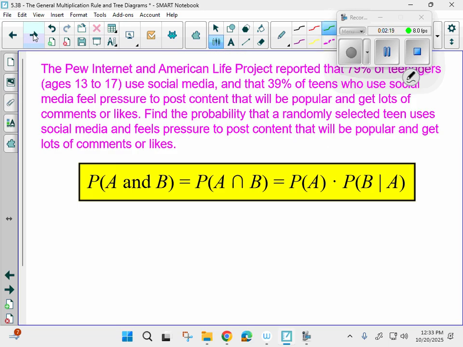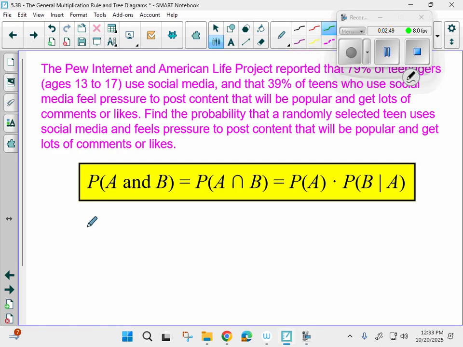The Pew Internet and American Life Project reported that 79% of teenagers ages 13 to 17 use social media. And 39% of teenagers who use social media feel pressure to post content that will be popular and get lots of comments or likes. Find the probability that a randomly selected teen uses social media and feels pressure to post content that will be popular and get lots of comments or likes.